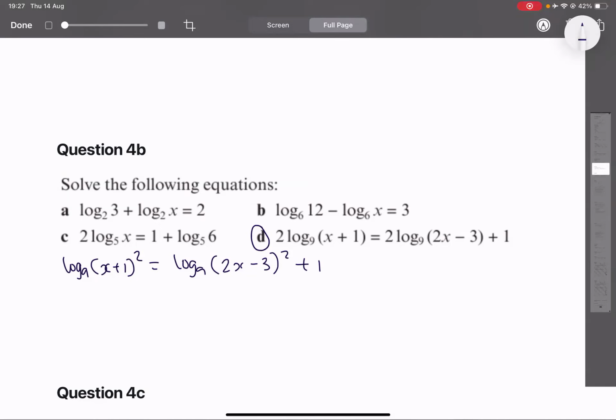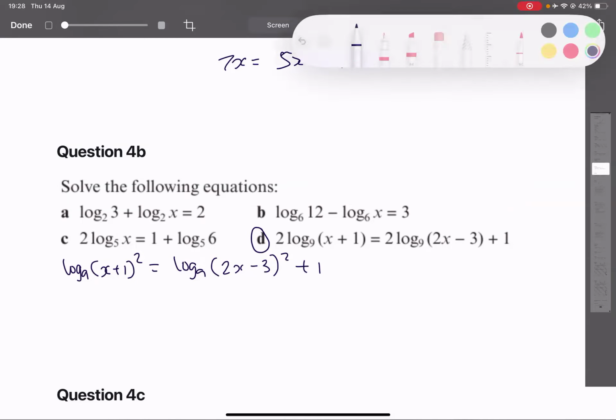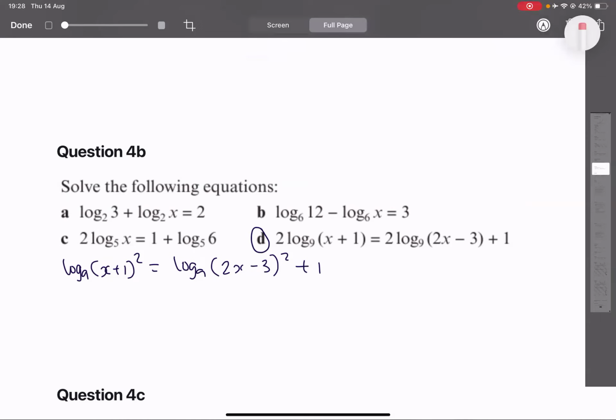So if you had an equation in year 9, like 7x equals 5x plus 1, what would you do? You would move the x to the same side. Yeah, so that's called collecting like terms, right? And I purposely broke it down in that way. So when you're doing these kind of things, think of it as the same. You always want to try and collect like terms, okay? So all logs on one side, all non-logs on another side. So log 9, x plus 1 squared minus log 9, 2x minus 3 squared equals 1. And then what?